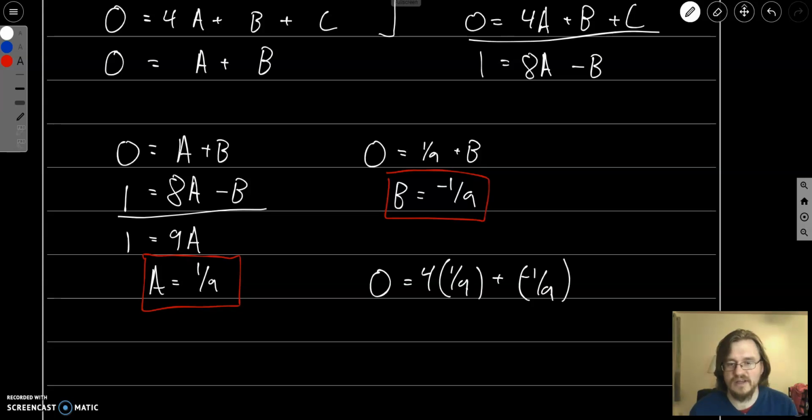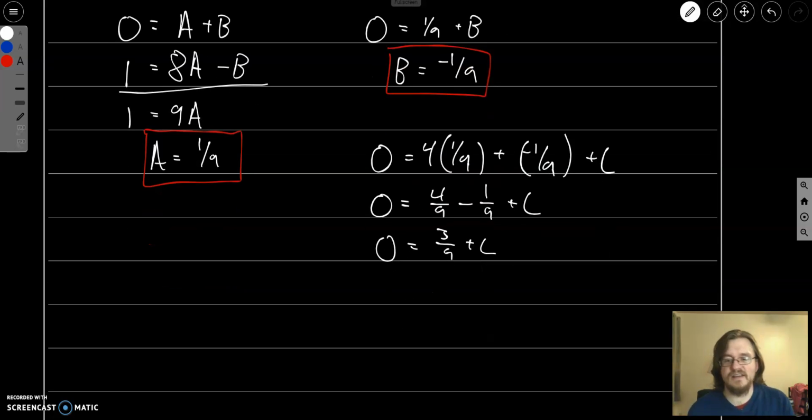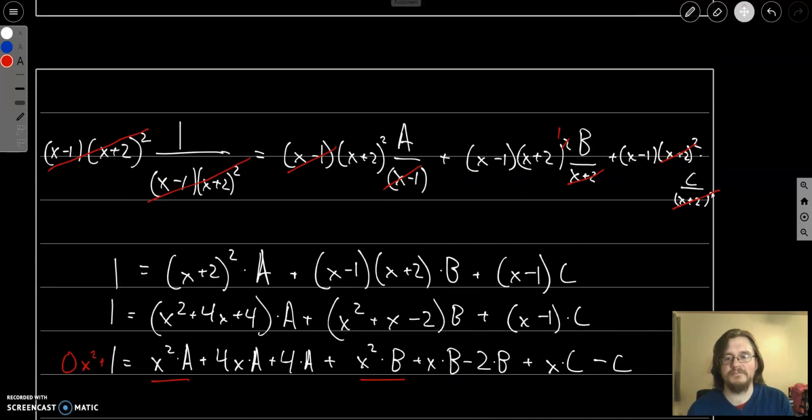plus c. My 9s don't look like 9s. So this is going to be 4/9 plus negative 1/9, so it's going to be the same as 3/9 plus c. And when I subtract 3/9 from both sides, c will be negative 3/9, which is the same thing as negative 1/3. And those are my coefficients for my partial fraction decomposition.